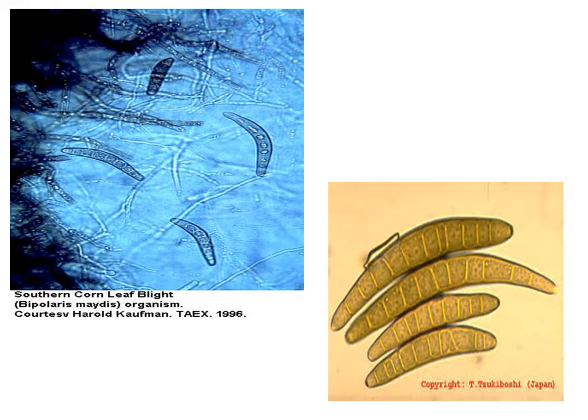These are the spores of Bipolaris maydis. This one has 12 septa. The septation of the spores is 12.